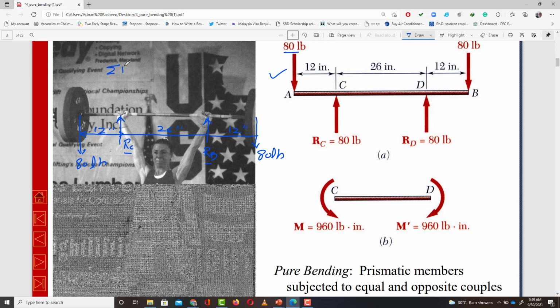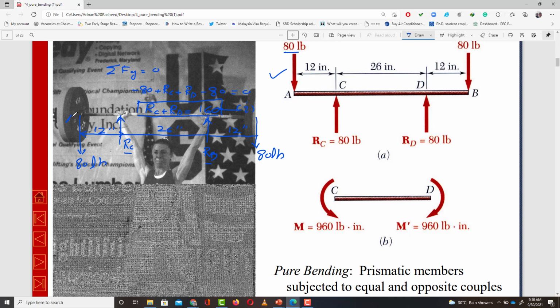So you have to find these reaction forces RC and RD. By using the equation sum of all forces along the y direction is equal to 0: minus 80 plus RC plus RD minus 80 must be equal to 0. So we can see that RC plus RD will be equal to 160 pound. Clear? So this is one equation. By using this equation alone we cannot find two unknowns, so we will apply the moment equation as well.